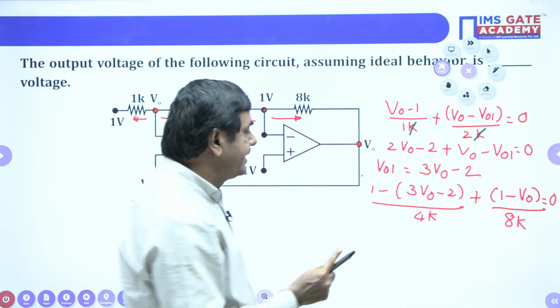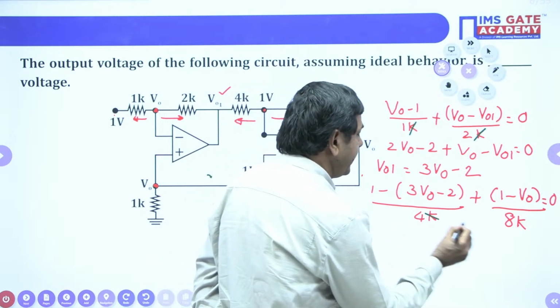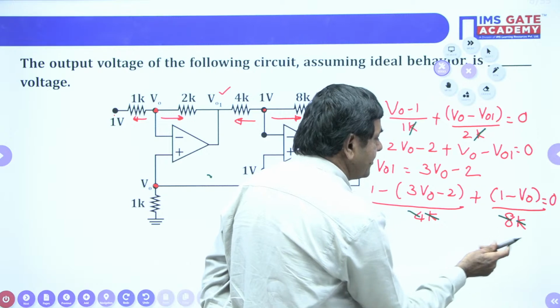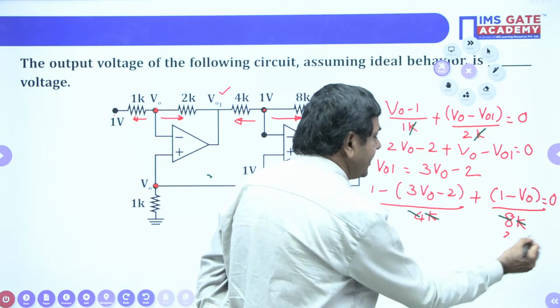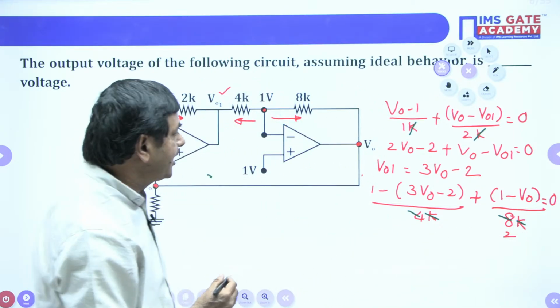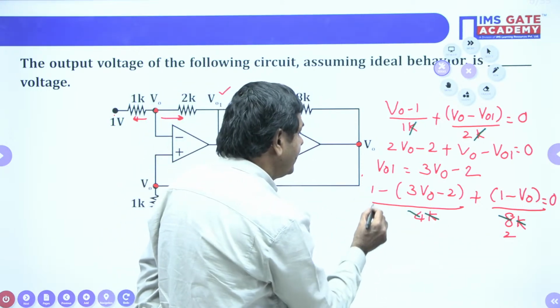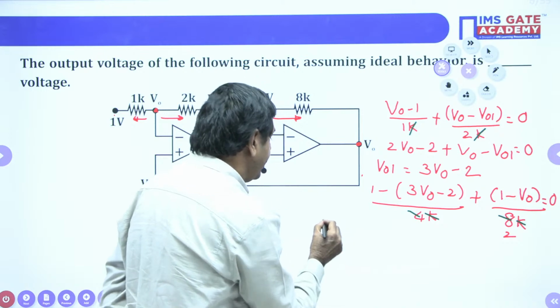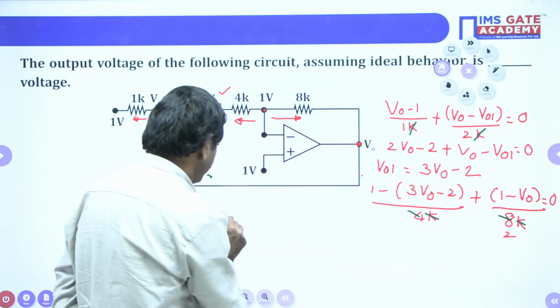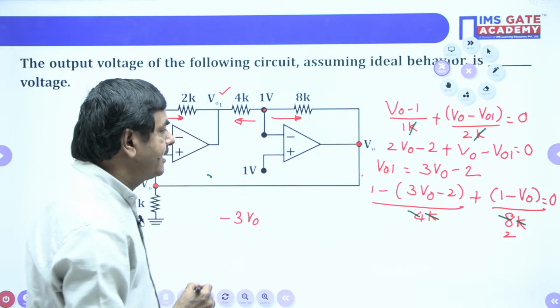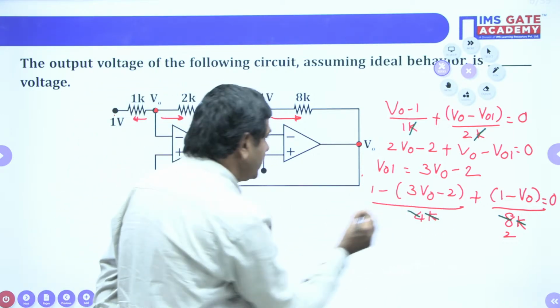And I can cancel here K and K. And 4, 2 times we can cancel here now. When I cross multiplied, I will get the V0 here now. Just cross multiply 2, 1 minus 3V0 here I will get. Here I will write now minus 3V0. 1 plus 2, 3 here.